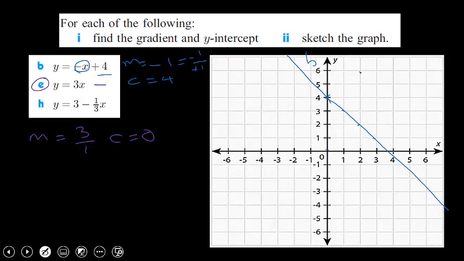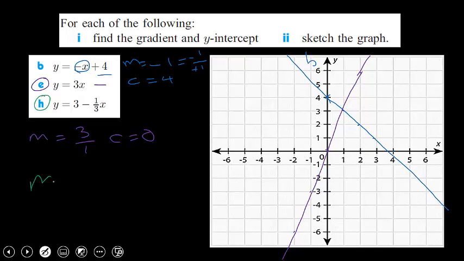I can also go in the opposite direction. I can go 3 down, 1 to the left. 1, 2, 3, 1 to the left. So this line looks like this. Remember that you have to use a ruler. I cannot use a ruler on my screen, therefore I'm doing a freehand drawing, but yours have to be accurate.